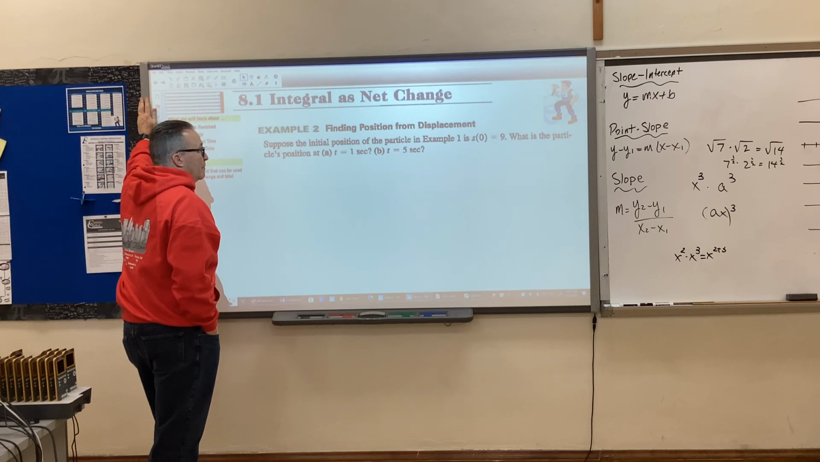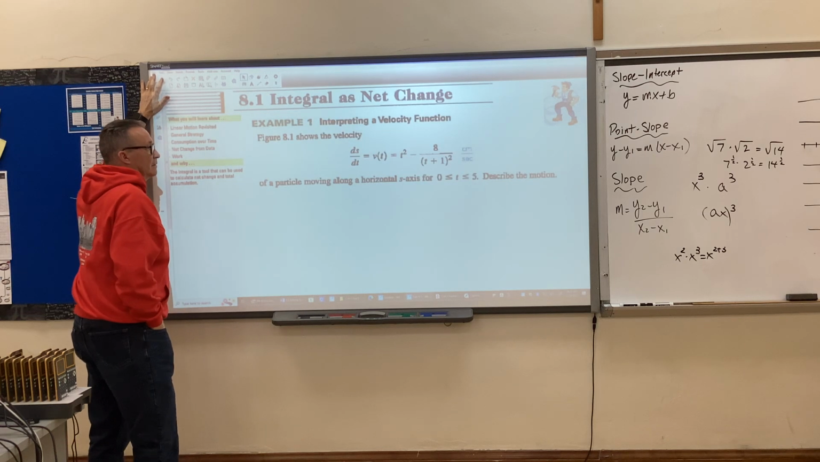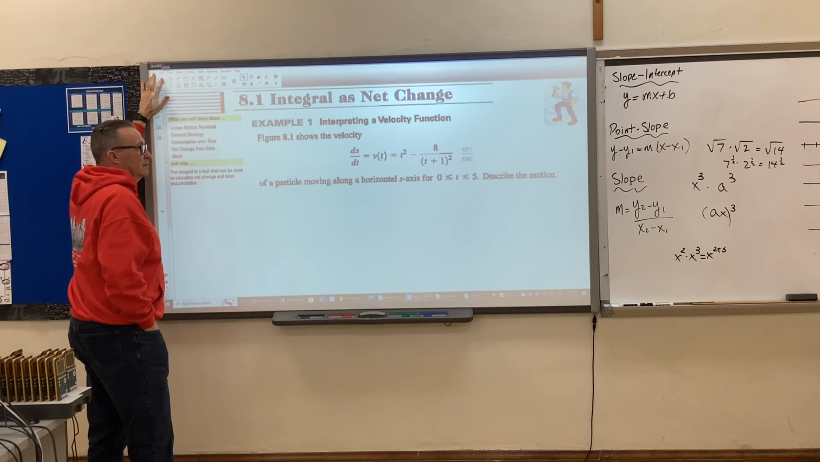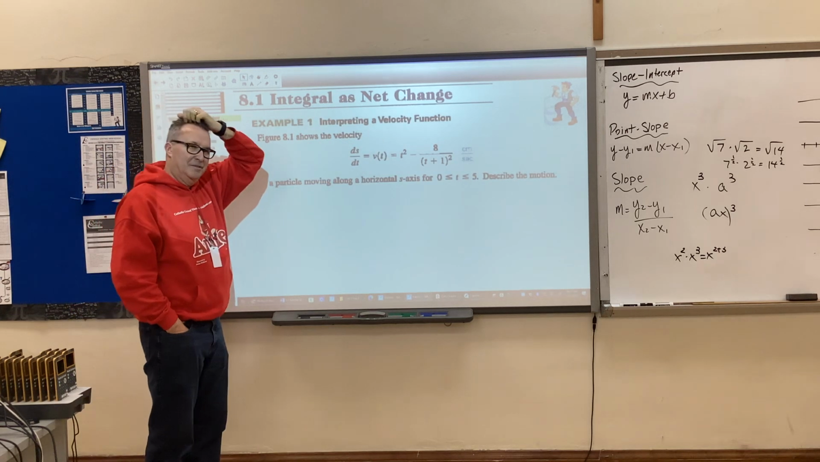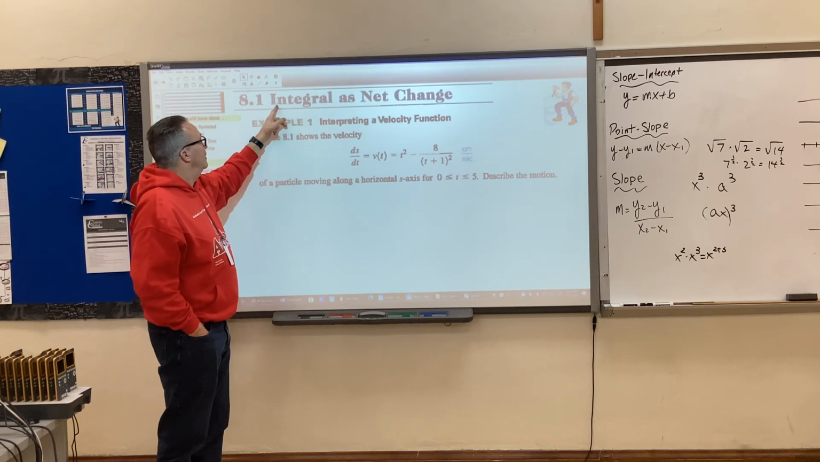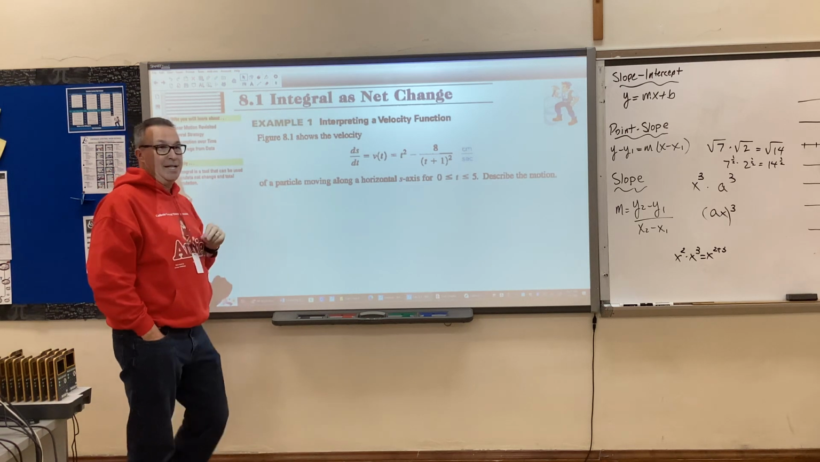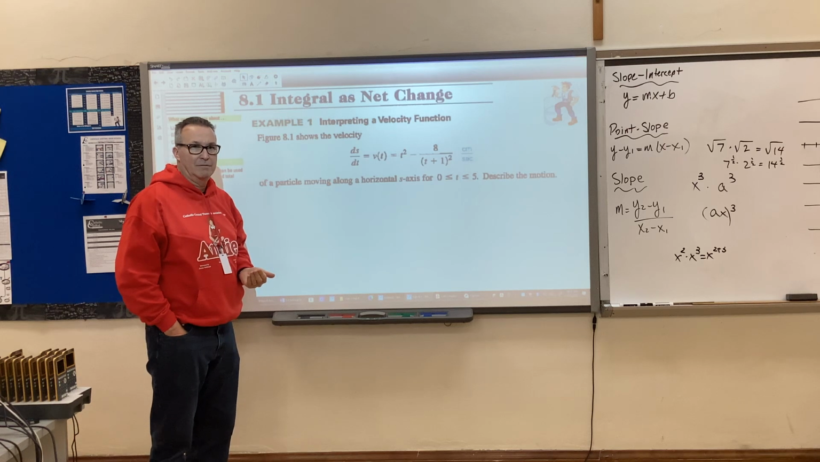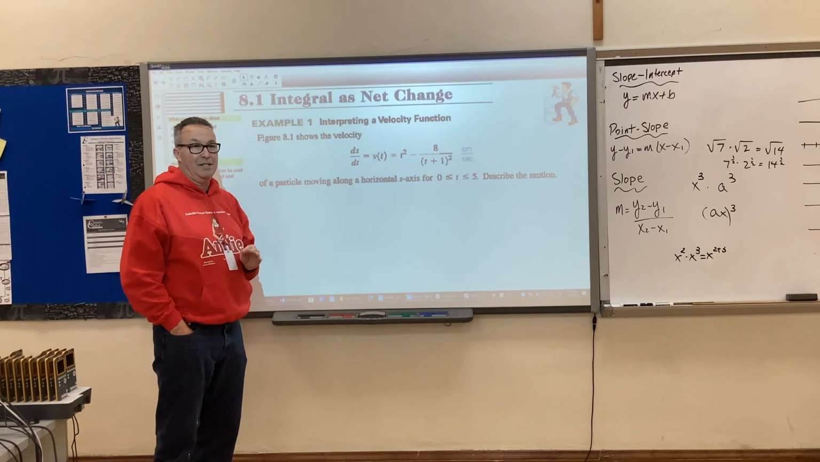Suppose the initial position of the particle is 9. What is the particle's position at time equals 1, time equals 5? You guys know what to do? So this is a chapter where the name of the chapter is Applications of Integrals, right? And we have to find the position of the particle.